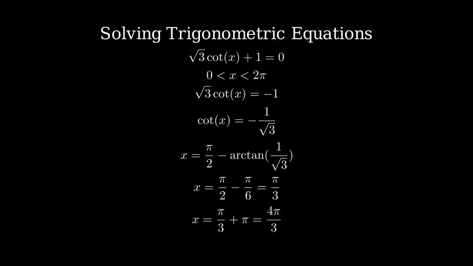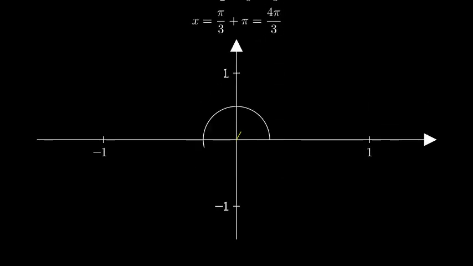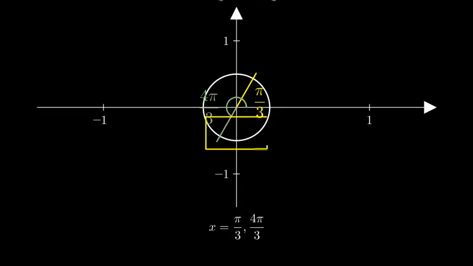However, since cotangent has a period of pi, and our domain is from 0 to 2 pi, we need to add pi to our solution to get the second solution. Let's visualize these solutions on the unit circle. Therefore, the solutions to our equation in the domain 0 to 2 pi are x equals pi over 3 and x equals 4 pi over 3.